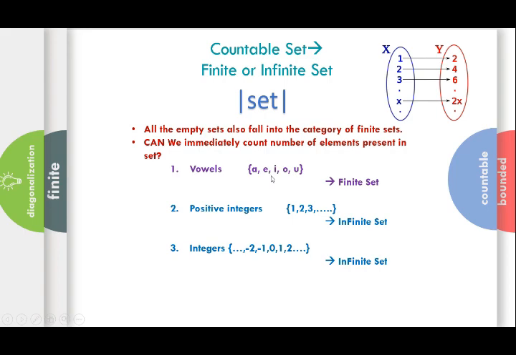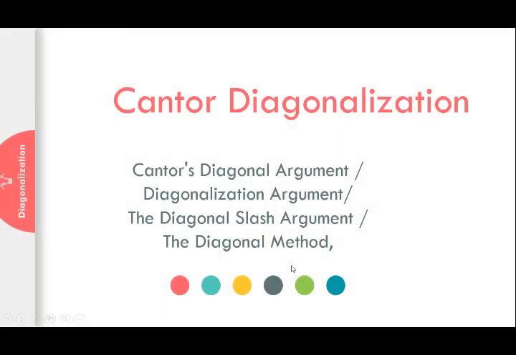If the number of elements in your set is fixed, then that is called a finite set. And if the number of elements in your set is unknown, then that is called an infinite set.